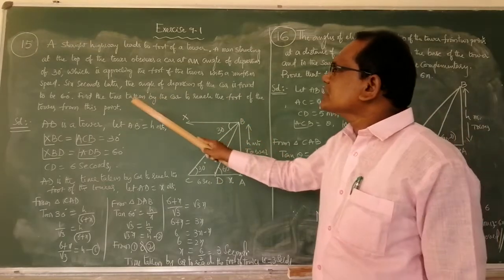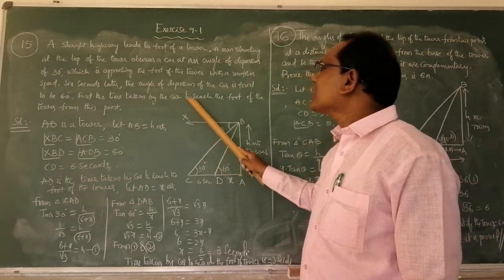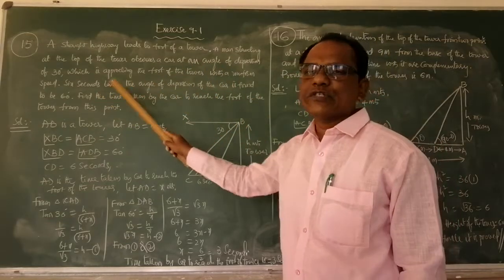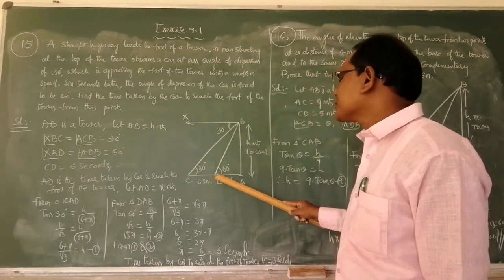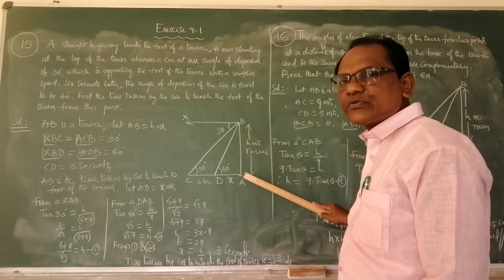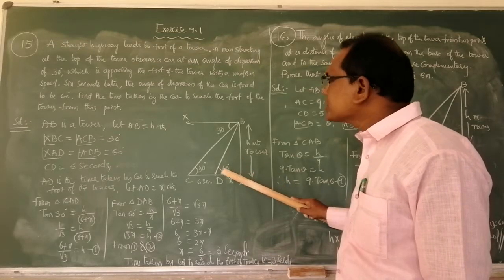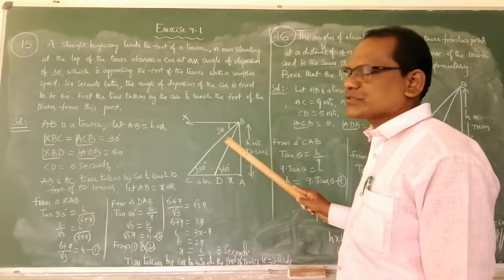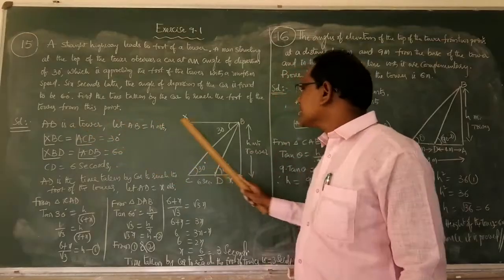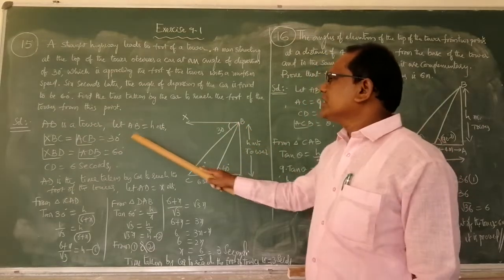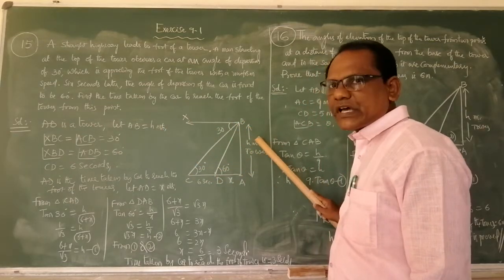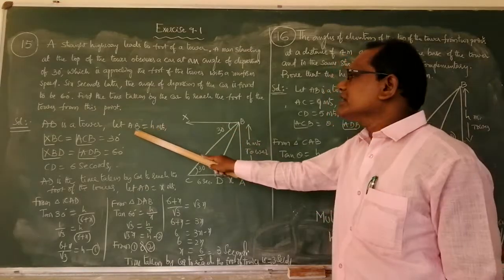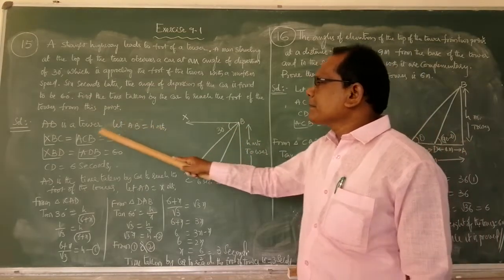Then he is asking, find the time taken by the car to reach the foot of the tower from this point, from D position to A position. A means what? The foot of the tower. How much time it takes to reach the foot of the tower, that we have to find. AB is a tower. Let AB equal h meters. We have to take that as h meters.